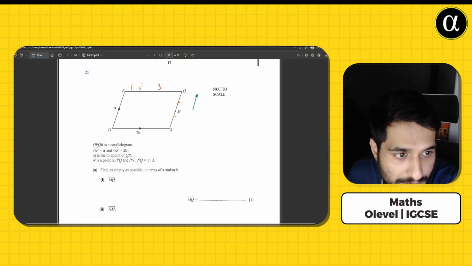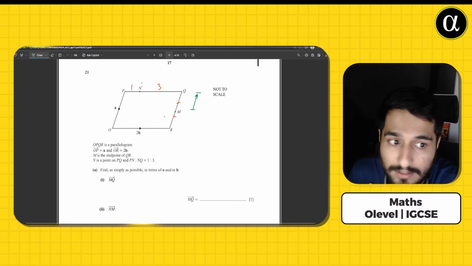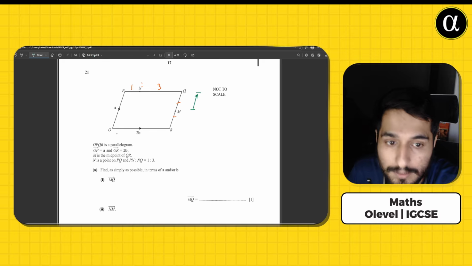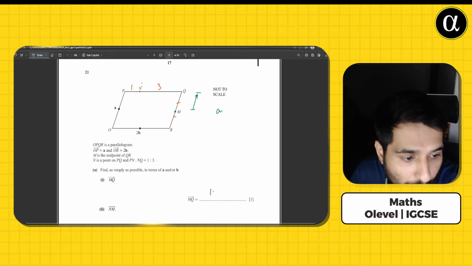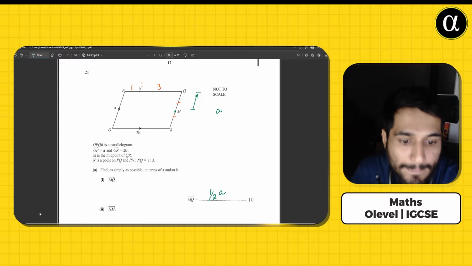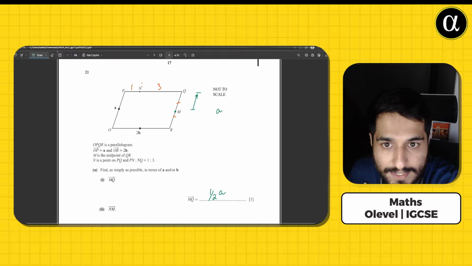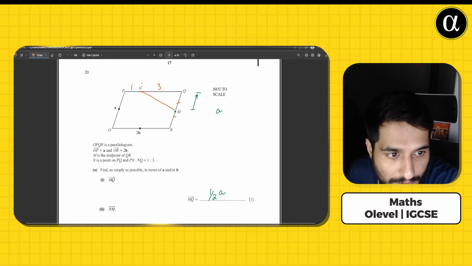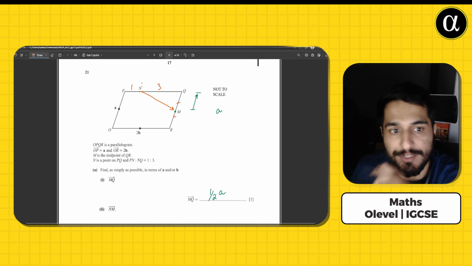We are supposed to find this vector starting from N up until M. We know that these were parallel vectors. The two lines were parallel because of the parallelogram. So OP and RQ is going to be a as well. And since M was the midpoint, it's going to be half of a. Let's solve NM. If you want to solve NM, it's going to be something like this. This is the vector that the examiner is demanding, the vector NM in this direction.